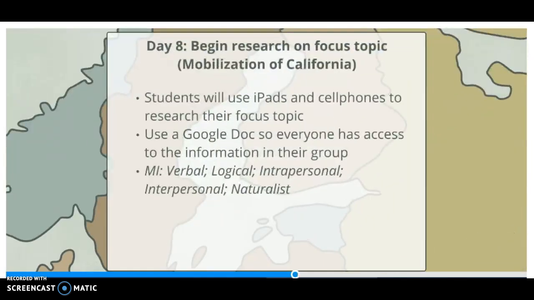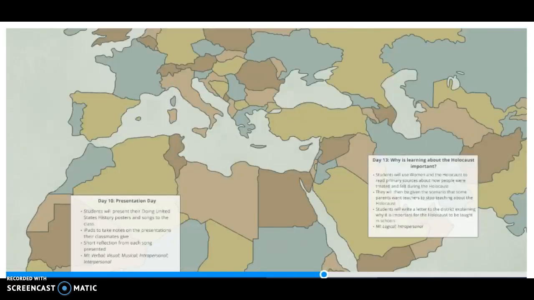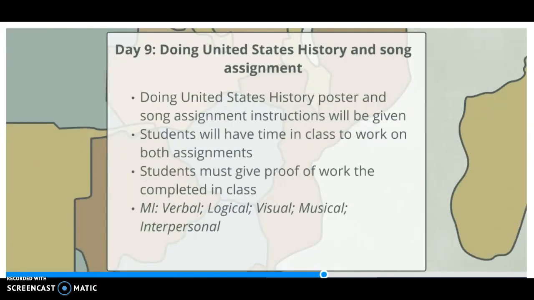On the next day, they will break into different groups and research one of the topics from earlier today. And from these topics, they need to research enough to create a Doing United States History poster and create a song. So on day 9, students will be given time to work on their poster and the song assignment.